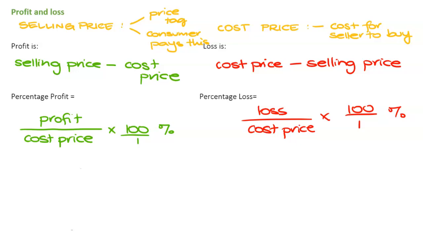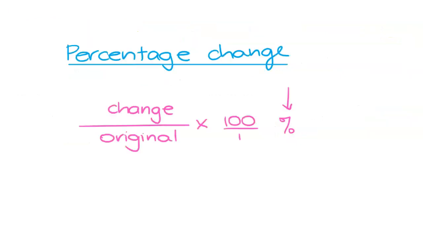So, again, we just said before, you only need to really remember one formula. It's the change over the original number times 100 over 1 and add the percentage sign. So that change either becomes the profit or the loss, and the original price is always the cost price. How much did the seller have to pay originally to get the object that they're selling, the stock?